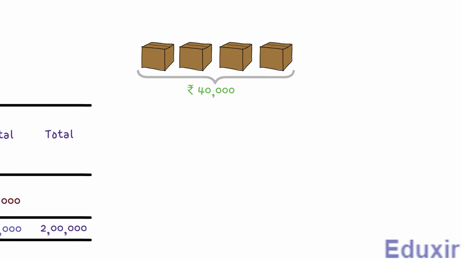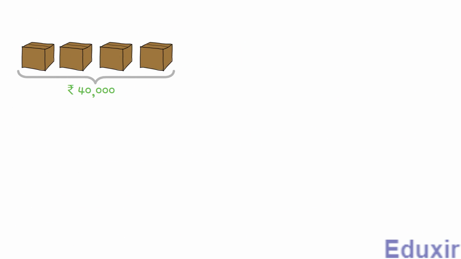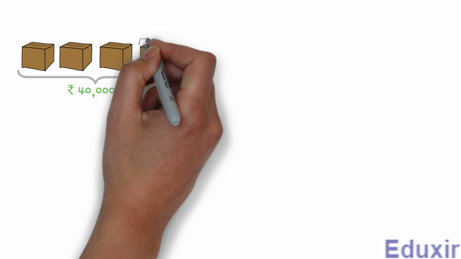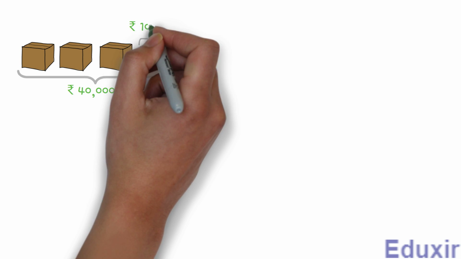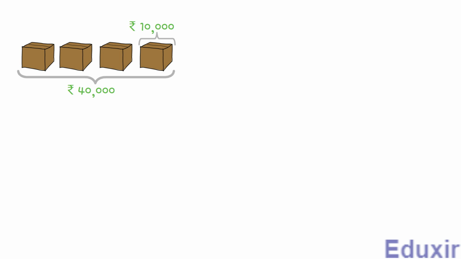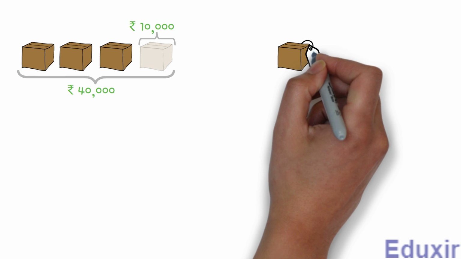So as we have already discussed, the business has 40,000 rupees worth of goods. From these, we are selling 10,000 rupees worth of goods. Also, it is given that these goods are sold for a sale price of 12,000 rupees.